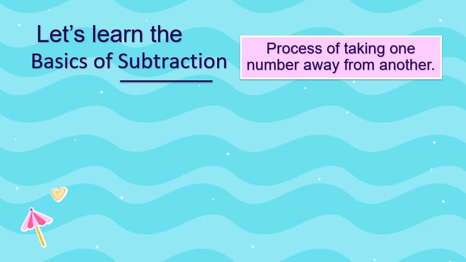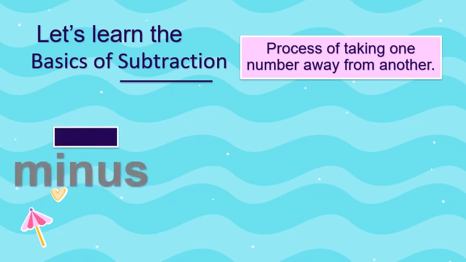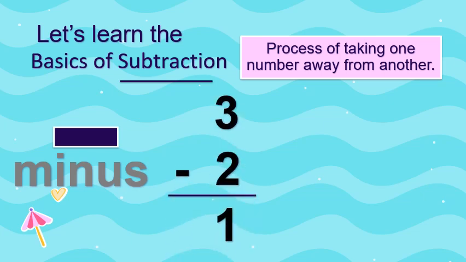This is the sign used for subtraction. This is called minus. Say the word minus. One more time, please. Minus. Now let's look at the example. We have here 3 minus 2 equals 1. This is called a subtraction column.